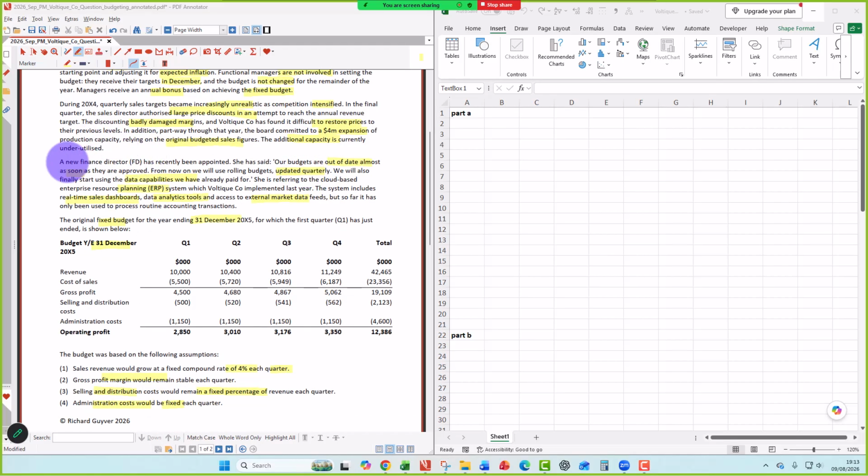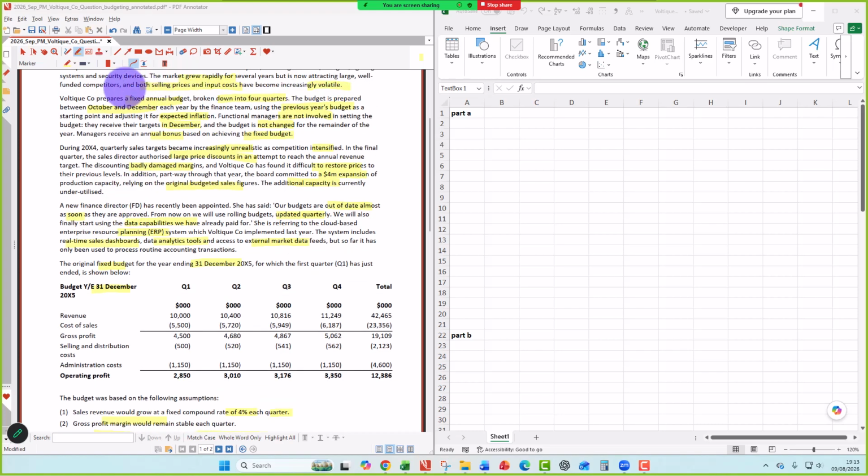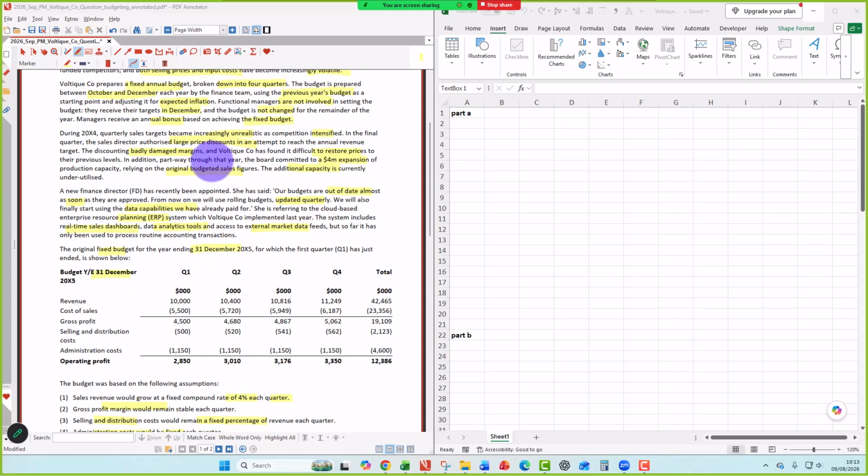And then this is another thing we see quite often, a new member of staff. So here we've got a new FD who wants to change things. That's often a thing we see in the questions. This FD's made some comments. They've said the budgets are out of date as soon as they're approved. I think we would agree if they're setting them in October to start in January the next year, and they're based on the previous year's budget, which itself is based on the previous year's budget, I think that's a very valid comment. They want to move to rolling budgets, which are updated quarterly.